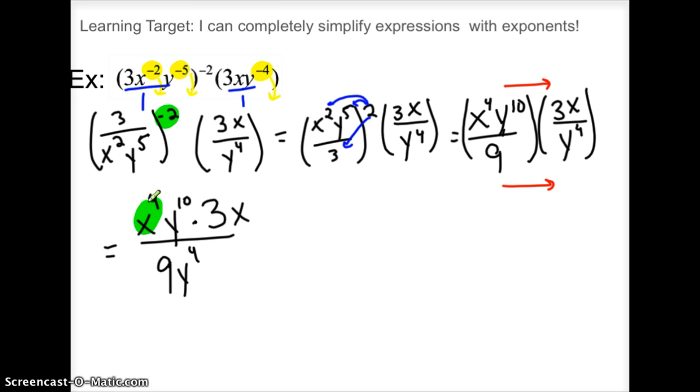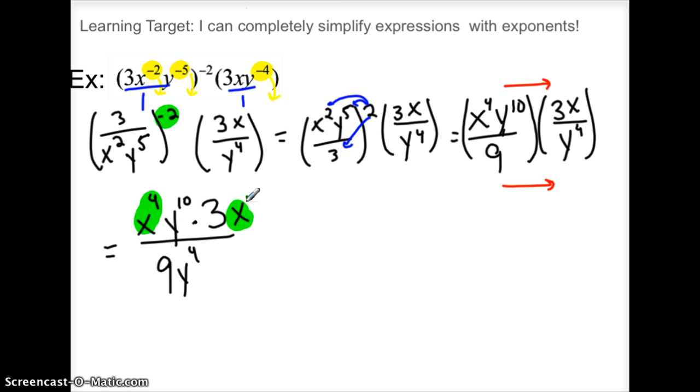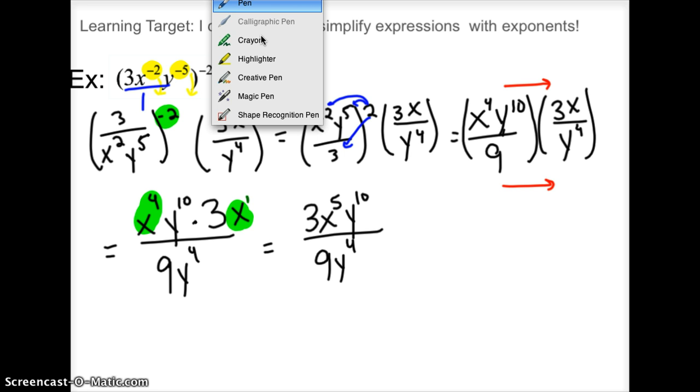Okay, on the top, I've got 2 x's that I should combine together. I've got an x to the 4th, and I've got an x here that, remember, technically has a power of 1. So when I'm combining them, remember, I add the exponent. So I'm just going to kind of rearrange it. Let's write that 3 first. The x, I've got a 4 and then a 1, so I add them to a 5, and I have y to the 10th. On the bottom, 9y to the 4th.